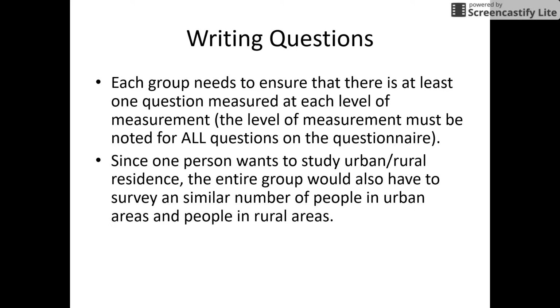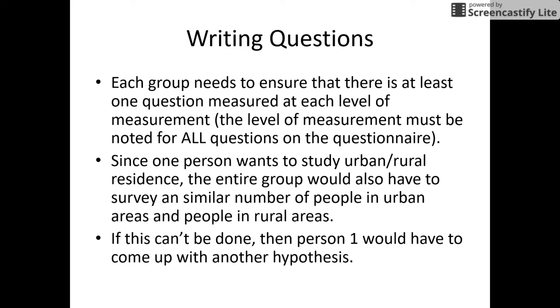I'm already requiring you to do a similar number of men and women. That's a common comparison that is made in the social sciences. So regardless of your hypothesis, everyone will compare men to women at one point in the analysis. More on that in assignment 3. But realize that if this person wanted to compare urban rural, you have to have a similar, I won't say equal, but a similar number of urban and rural residents. Can everyone in the group do that? If so, great. If not, person one has to think of a new hypothesis.